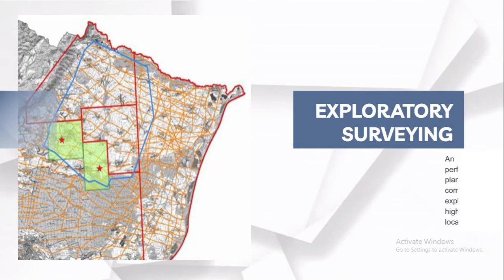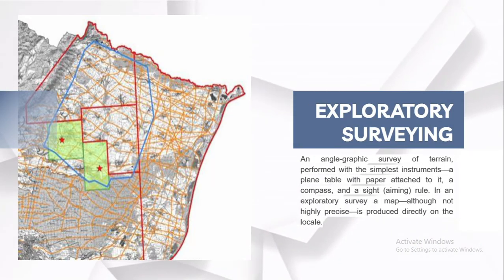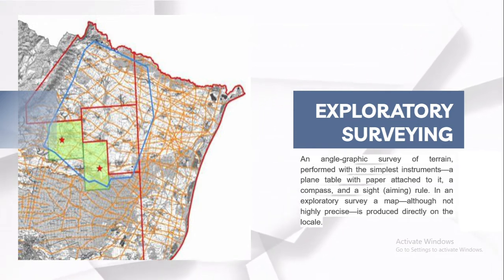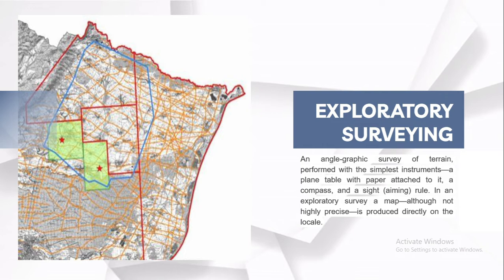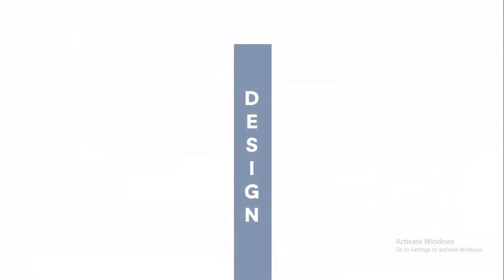Another method of obtaining representations of the actual course of the survey is exploratory surveying. Exploratory surveying is an angle-graphic survey of terrain performed with the simplest instruments: a plane table with paper attached to it, a compass, and a sight aiming rule. In an exploratory survey, a map, although not highly precise, is produced directly on the locale. The second feature that we will discuss is its design. The design is determined based on parameters that precede field work.